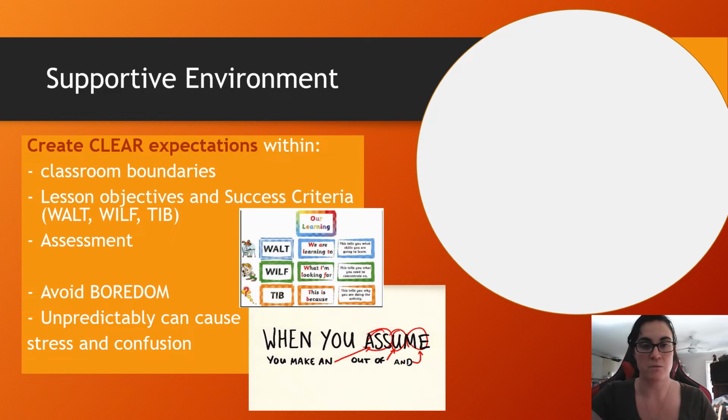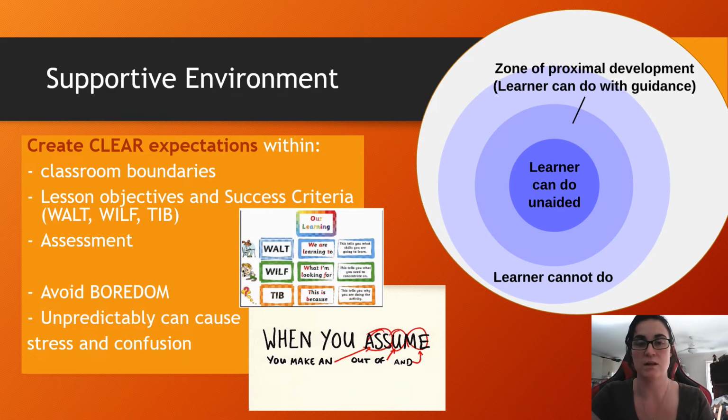Another thing that we need to consider is the zone of proximal development. I'm sure as teachers you would already know this, but in the center we have what learners can do by themselves, and on the outside we have what learners cannot do. If we work with the zone of proximal development, which is working with someone who is either more knowledgeable or of the same level to help challenge them, students will actually be able to learn so much more and to do so much more than what they can currently do.